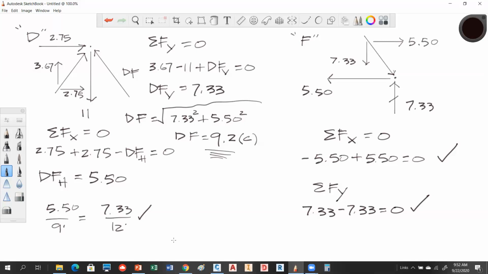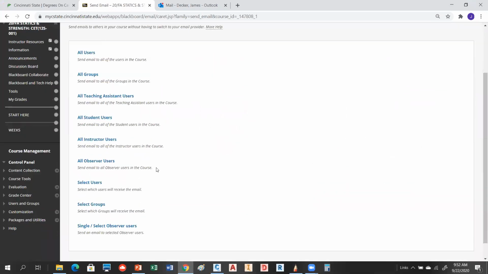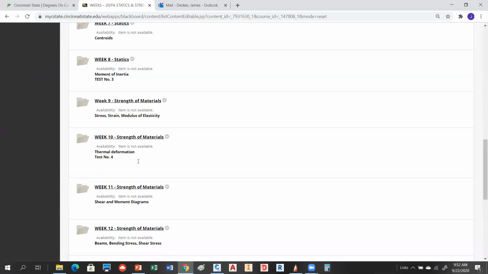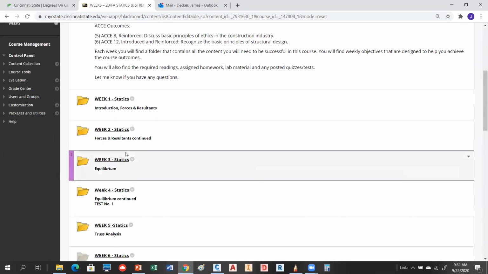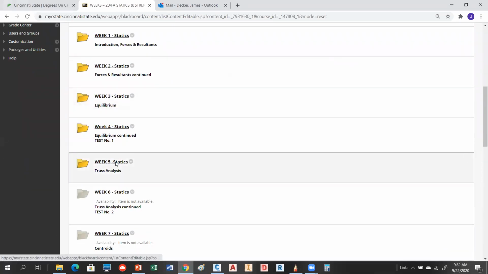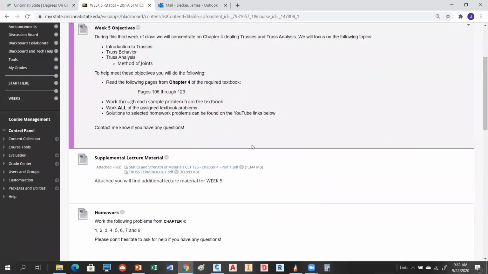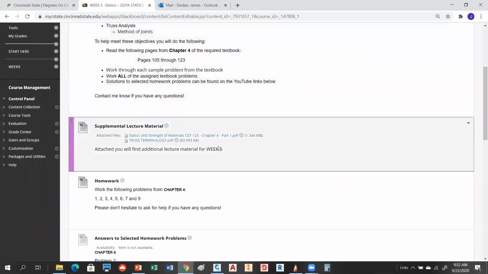Let's take a look at some problems in the book real quick. We're not gonna work them, but I'll just give you some hints on these, okay? Now let me go to my Blackboard site a minute. So I opened up this folder for you. There's your truss terminology PDF.